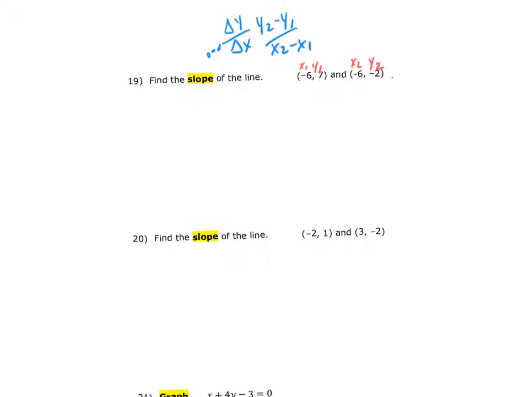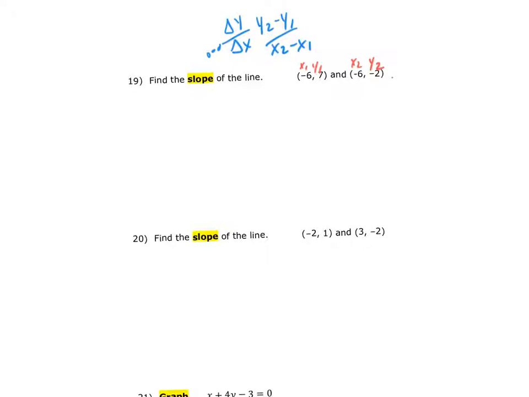Remember that when you're doing your subtraction of y's, if you did y1 minus y2, your denominator best be x1 minus x2. The order doesn't matter. However, you have to be consistent. If you subtracted 7 minus negative 2, then you need to start with negative 6 for the bottom. But let's just keep it in the order of the formula.